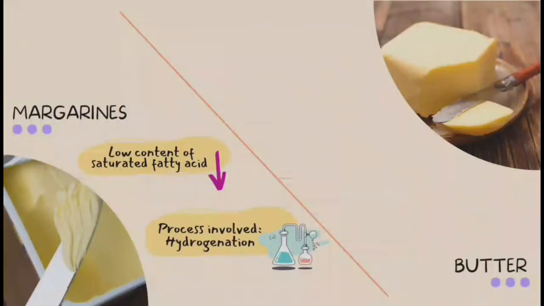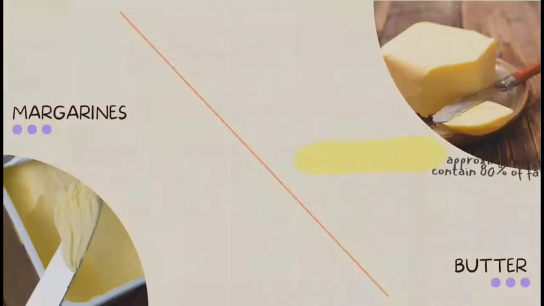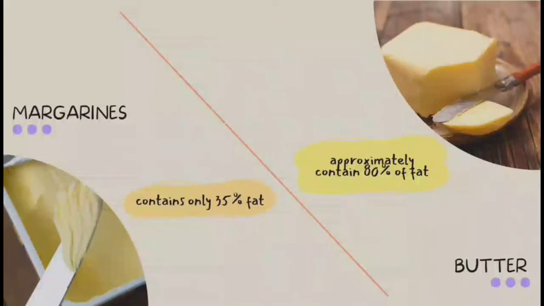Hydrogenation is the term for the margarine making process. Vegetable oil becomes solid at room temperature through this process, while butter contains a lot of saturated fats and cholesterol because it is an animal fat, and the process involved is churning and separation. Last but not least, margarine contains only 35% fat, and butter contains approximately 80% fat.